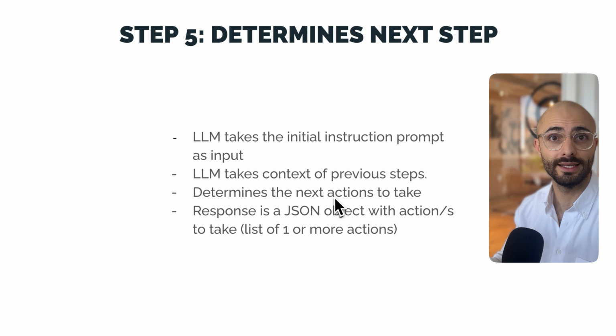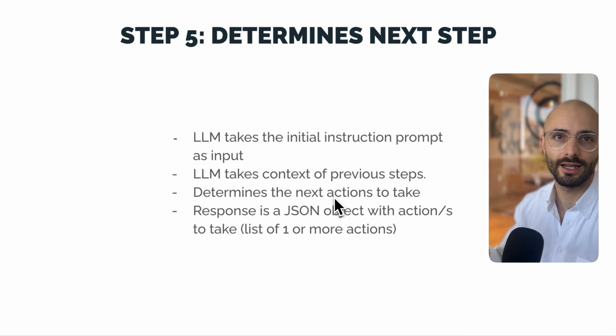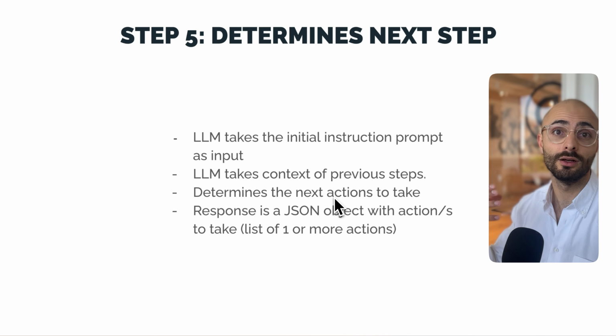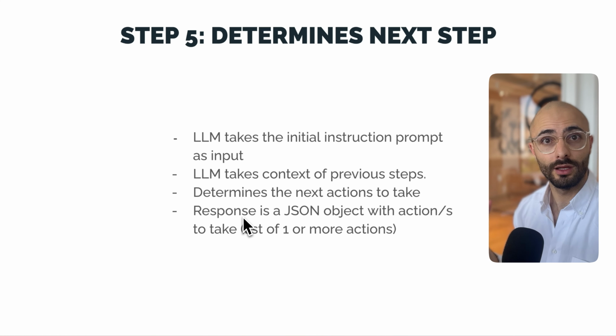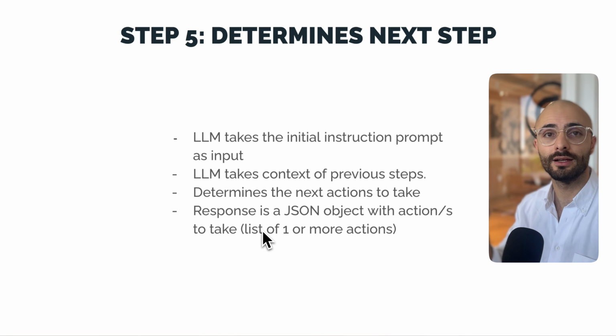It's just guessing what the next action is because this is powered by a large language model, which means it can hallucinate. So there is a possibility that this agent will break or not do what you want. But as these large language models get smarter, the computer using agents will become more useful and capable. Then the response from the large language model is a JSON object with actions to take. And this can either be just one action to take, for example, going to a URL, or it could be a sequence of actions, for example, typing in the input field and then clicking the search button.